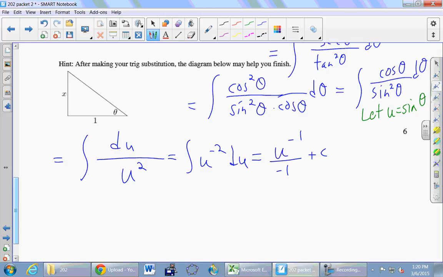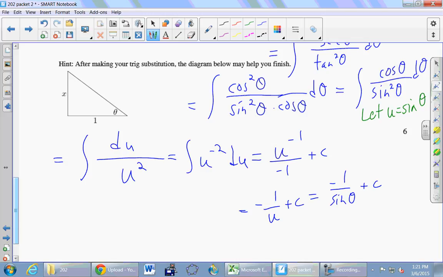This is basically the answer, but u is far away from the t that we started with. We just have to work our way back up to t. So this guy equals, let's see. First I'll write it as negative 1 over u. And then we're going to change u. What was u? Sine theta. Okay, so negative 1 over sine theta.